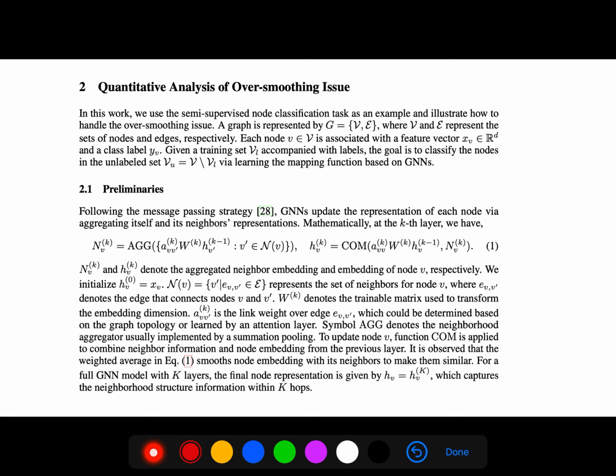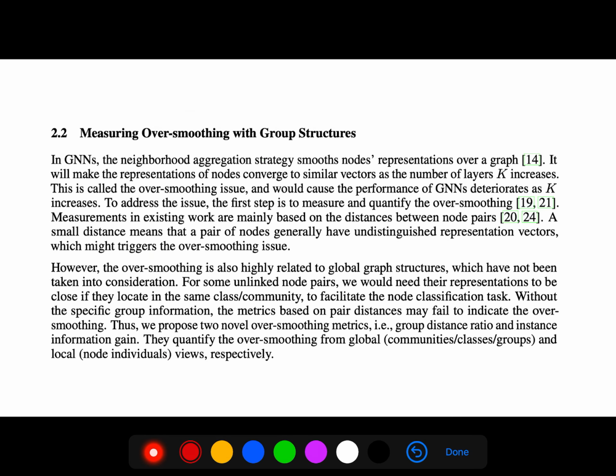So we have aggregation and update. Some people say combine. So with different aggregation and combinations, we have different graph neural networks. But in GNNs, the neighborhood aggregation strategy smooths node representations over a graph. It will make the representations of nodes converge to similar vectors as the number of layers increases. However, oversmoothing is also highly related to global graph structures, which have not been taken into consideration.